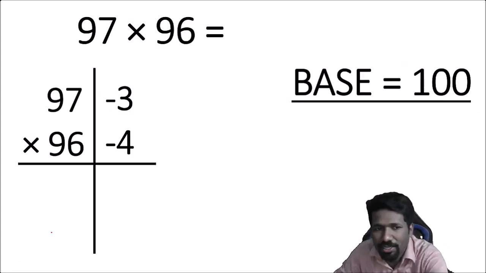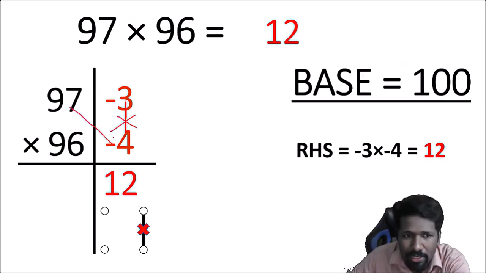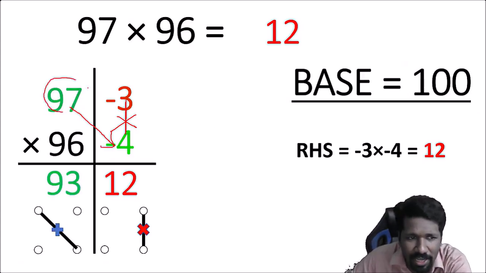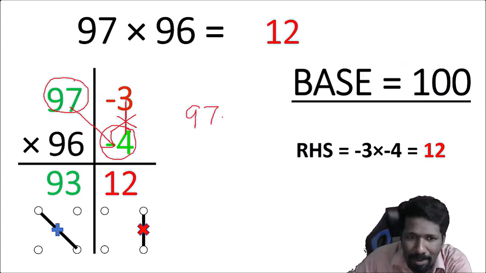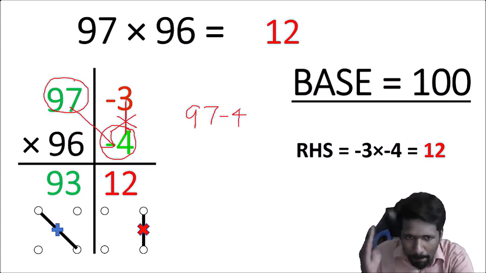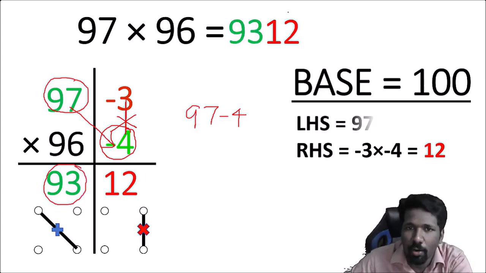There is a right hand side, there is a left hand side for the answer. So the right hand side will be the vertical multiplication value. Now the left hand side will be the crosswise addition value. I told you vertically and crosswise. This 97 and this minus 4 should be added. That is 97 plus minus 4, which means 97 minus 4. Plus minus means minus. So that is 97 minus 4. 97 minus 4 is what? 93. That will be the left hand side of your answer.